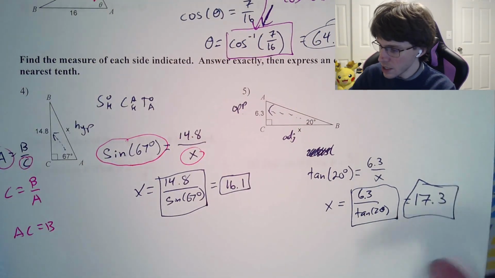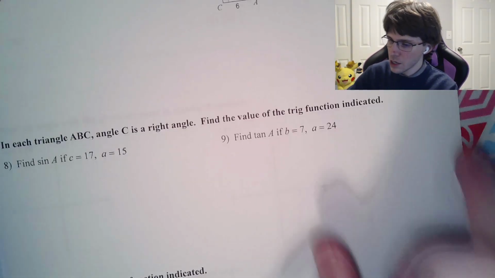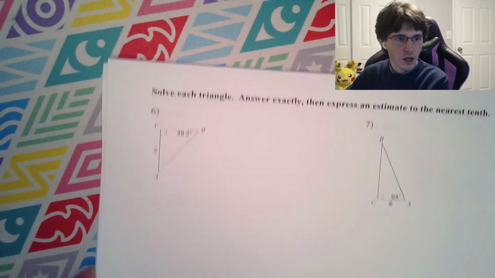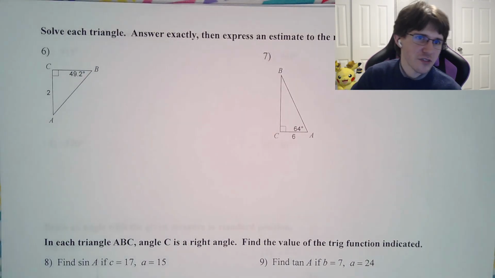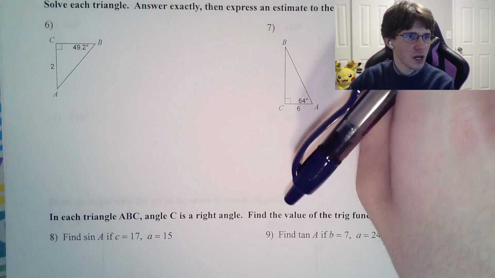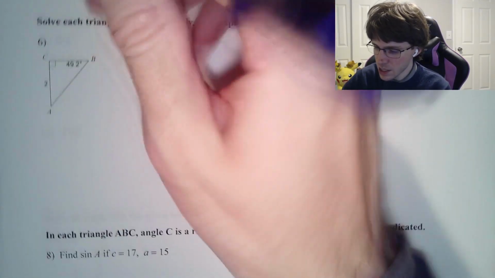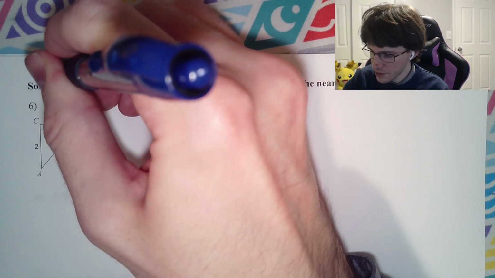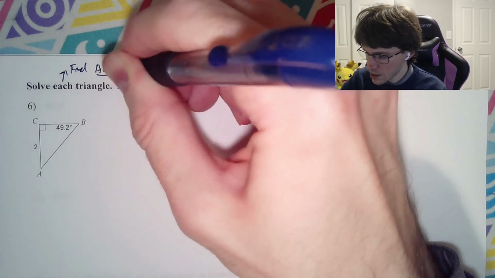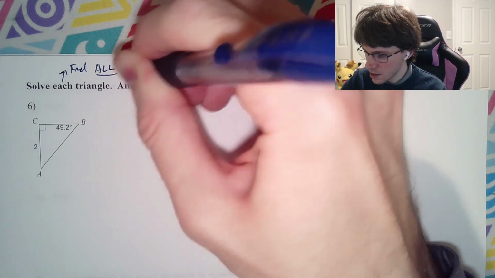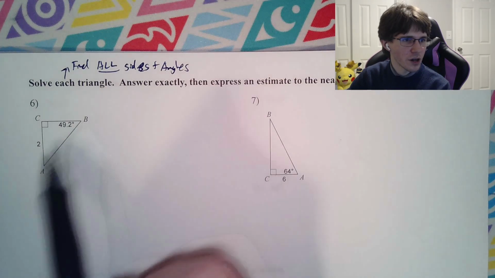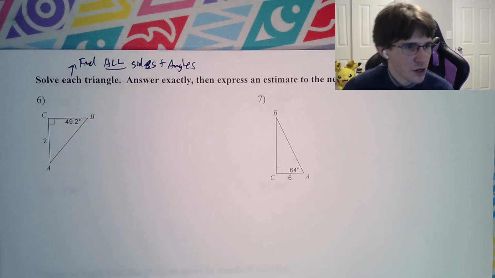Let's move on to the next page. Here we go. Number 6. Question number 6, solve each triangle, answer exactly, then express the estimate to the nearest tenth. So when it says solve each triangle, what this means is find all sides and all angles. The ones that you already have written, you don't actually need. You don't need to find any other ones.